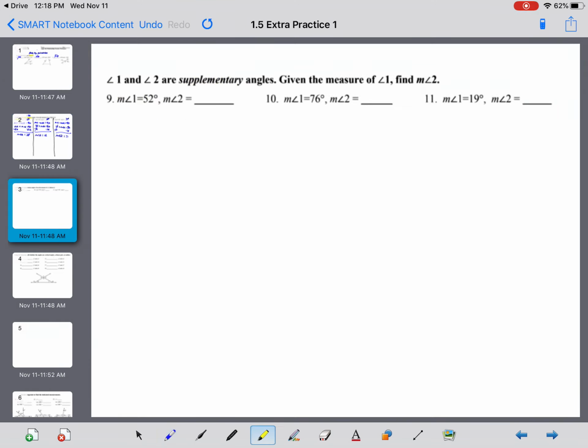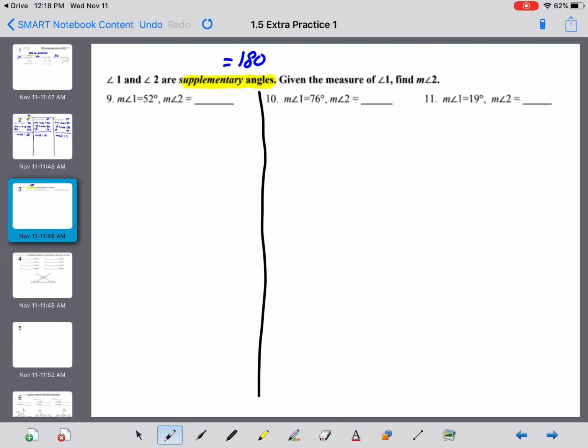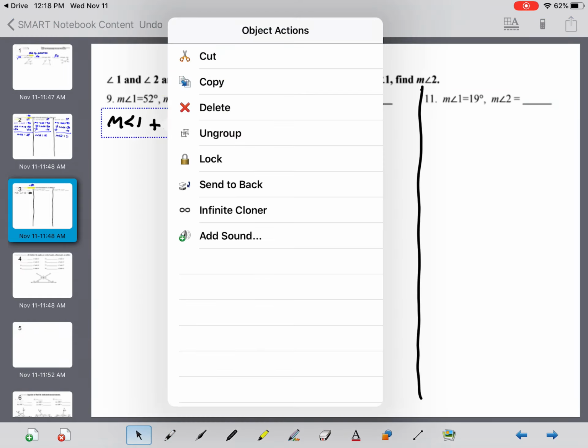Now they give us the same exact scenario, except they are supplementary. So we know they're going to equal 180 degrees now. Okay, so we're going to set up our questions the same exact way. Let's write them all out at the same time. The measure of angle 1 plus the measure of angle 2 is equal to 180.